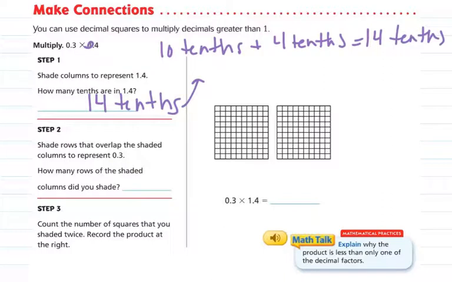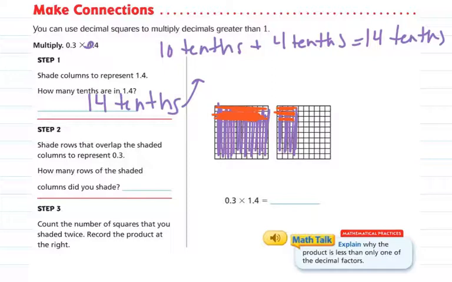So boys and girls, what we're going to do is we're going to shade 14 tenths first. So we're going to shade this whole column because there's 10 tenths inside of there, and then we're going to shade 4 more. 1, 2, 3, and 4. Next, boys and girls, it says step 2, shade the rows that overlap the shaded columns to represent 3 tenths. So boys and girls, we're going to go across and we're going to shade just along the columns to where the columns ended. So this would be 1 tenth, this would be 2 tenths, and this would be 3 tenths.